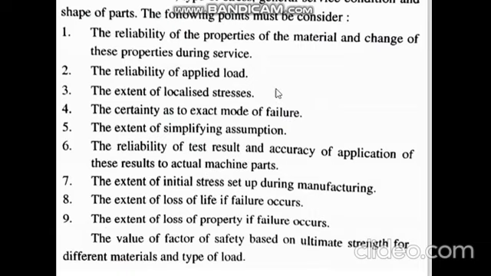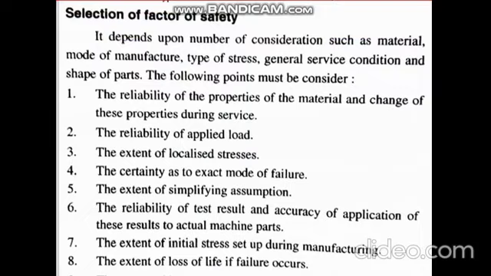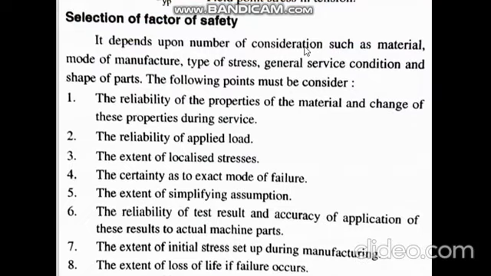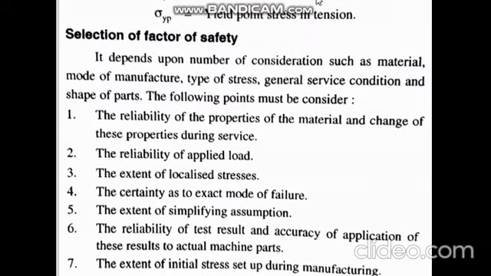So this is about the various factors that we have to consider while selecting the factor of safety.